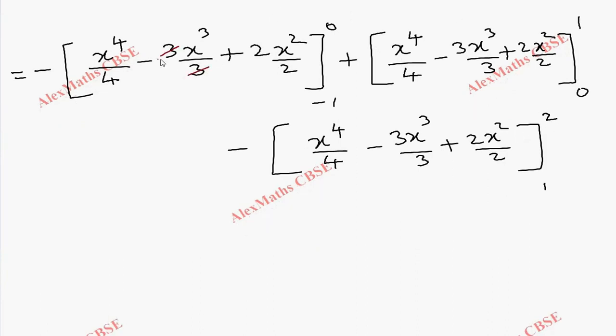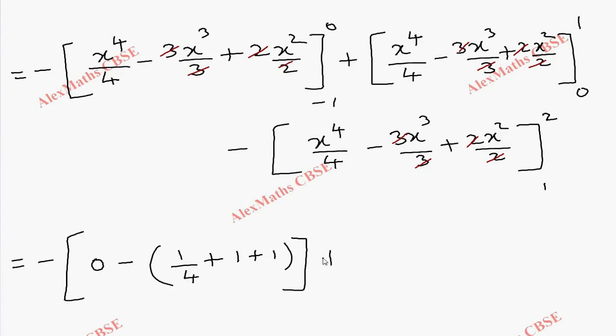Now we are going to apply the limit. Before that we can cancel 3 and 3, 2 and 2 in every term, so that it is easier to substitute the limits. So we have a minus sign, open bracket. When I put 0, the upper limit, for all the terms, everything becomes 0. Then minus of, when I put lower limit, which is minus 1, it is 1 by 4. This becomes plus 1, and this becomes again plus 1. Then coming to the second part, when I put the upper limit, it is 1 by 4 minus 1 plus 1. Then minus, when I put lower limit, everything is 0. So we can put only 1 by 4, 0.